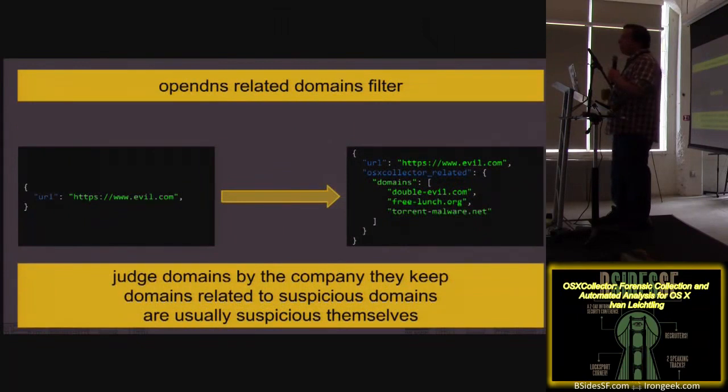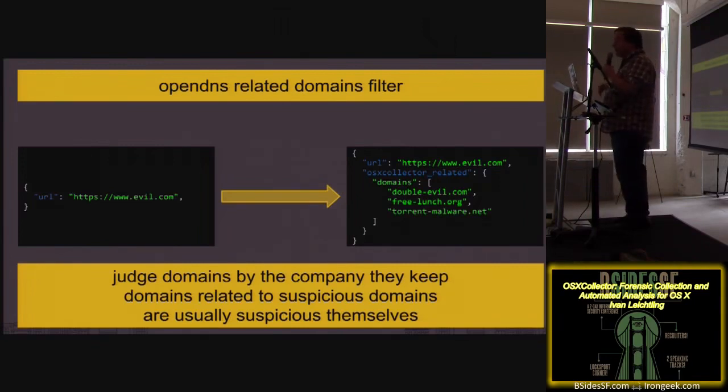OpenDNS is cool. They kind of know that. They know not just about a single domain, but they observe in time and space what's going on with your DNS traffic or other people's, and tell you this domain is related to that domain. It's like, you're judged by the company you keep. We see a lot of times some event.